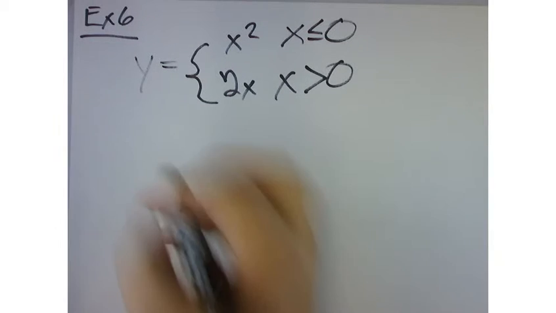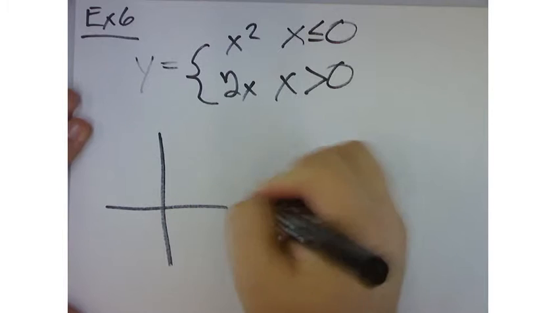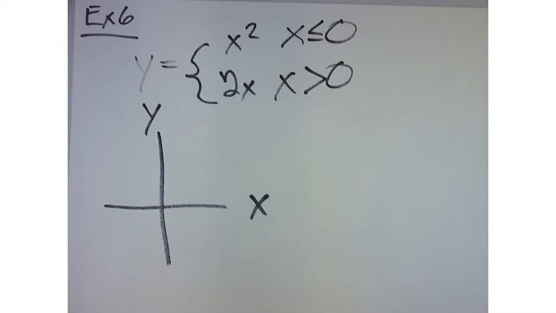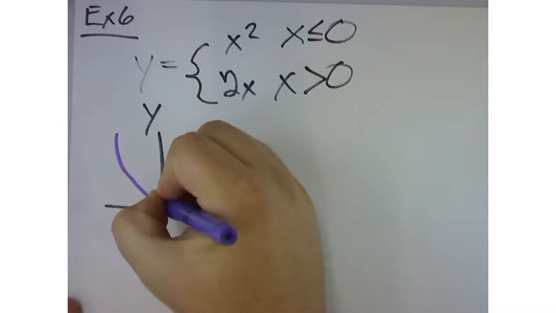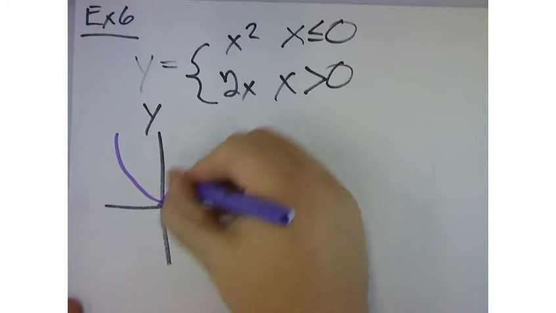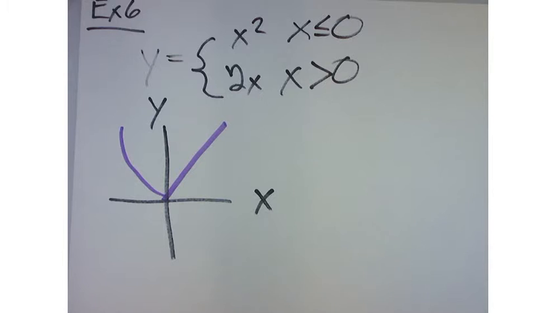Now if I were to graph this, it would kind of look like this. Parabola up to this point, straight line with a slope of 2 up to that point. So that's kind of what my graph looks like.